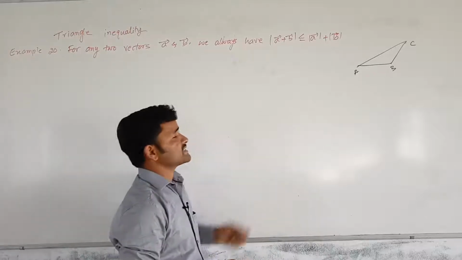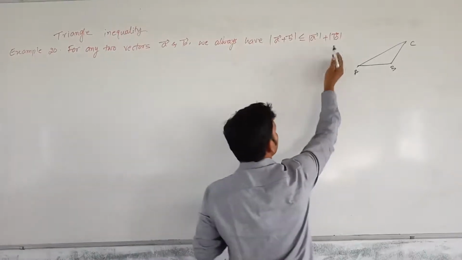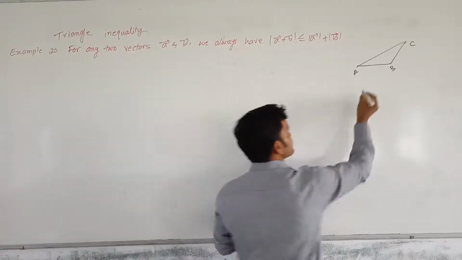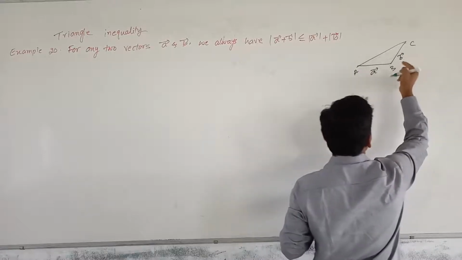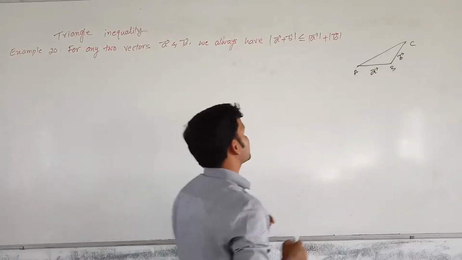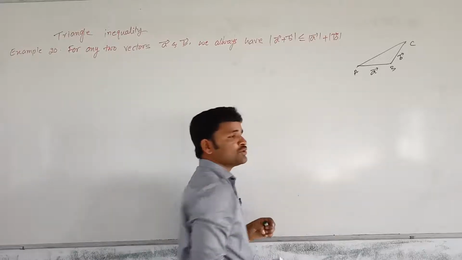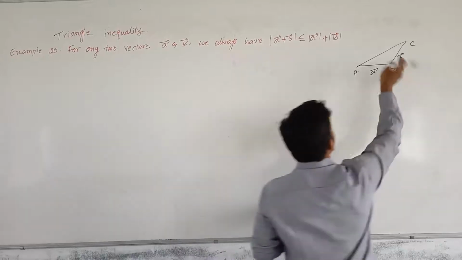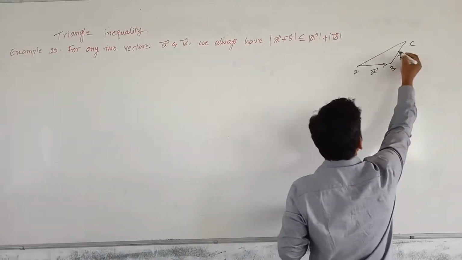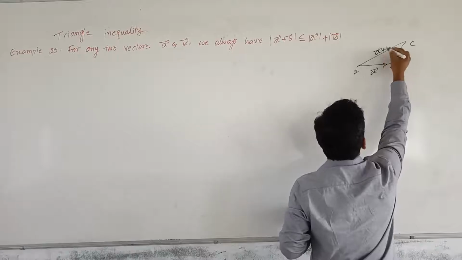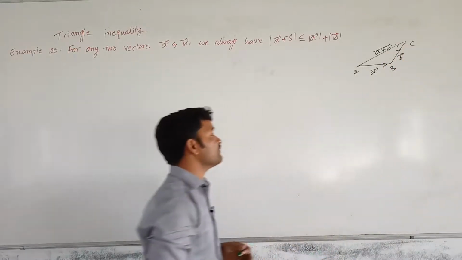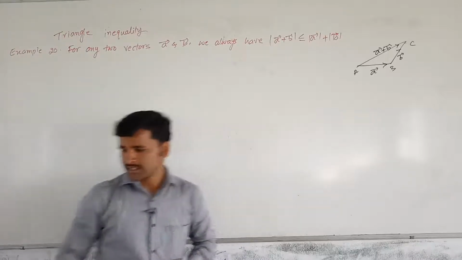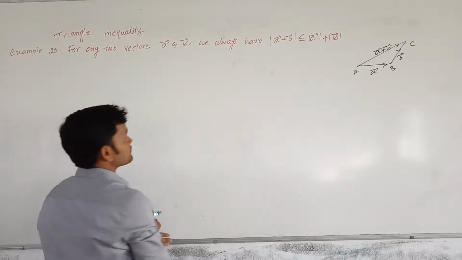In the same way, in this triangle inequality, the sum of two sides, vector A and vector B, is always greater than the third side. Greater than or equal to, because if it is equal, it will not be a triangle, it will be a straight line. If it is A and B like this, A plus B will be the third side according to the triangle law of vector addition. They are saying the sum of these two is greater than or equal to the third side. How is that? Let us prove this.